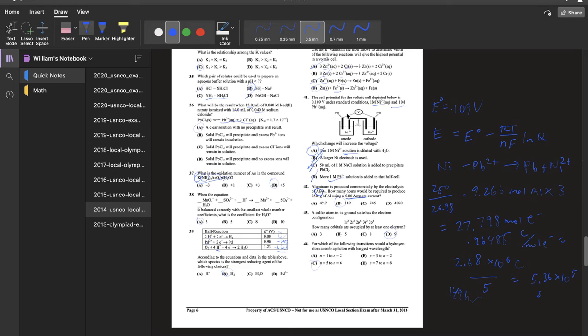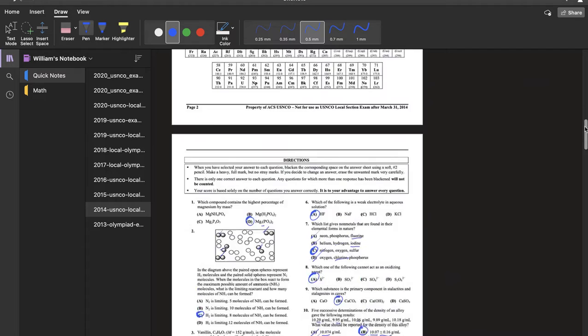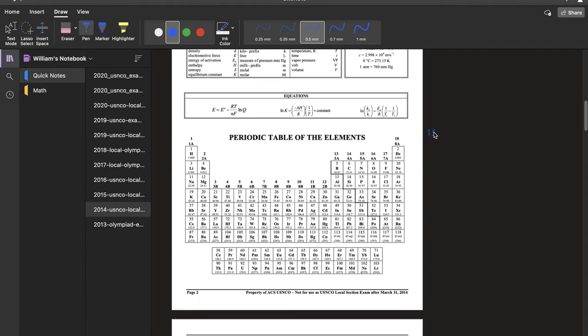Sulfur atom in its ground state, blah blah blah. How many orbitals are occupied by at least one electron? Okay, so 3p4. I'm going to solve this up here. So it said 1s2, 2s2, 2p6, 3s2, 3p4. Let me just add up to make sure that I didn't get that wrong. 12, 16, 16. Okay.